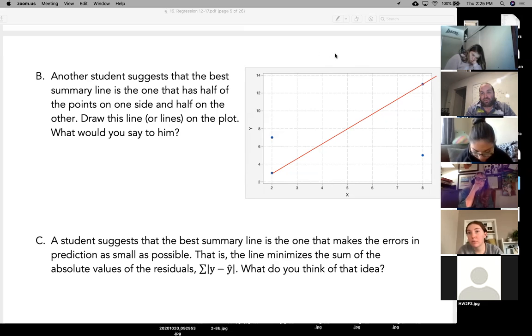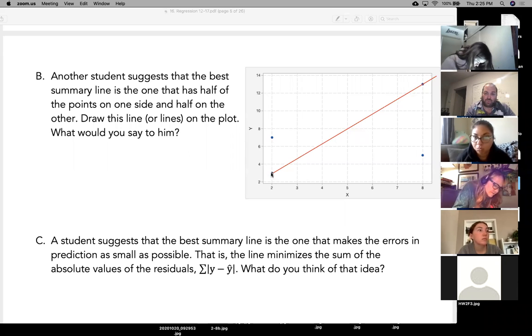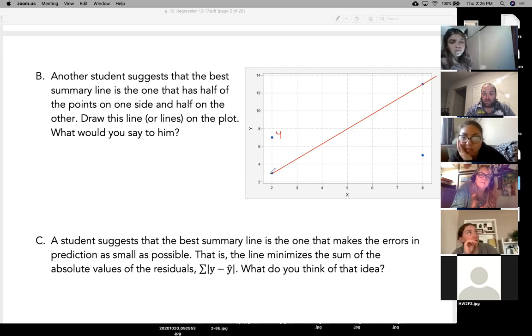We have 4 points. Each point has a different residual. So what's the residual for this point? What's the difference between its actual value and its predicted value, which is what the line gives? Its actual value is 7. Its predicted value is 3. So what is its residual? 4. So this one has a residual of 4. This one is on the line, so its actual and its predicted are the same.